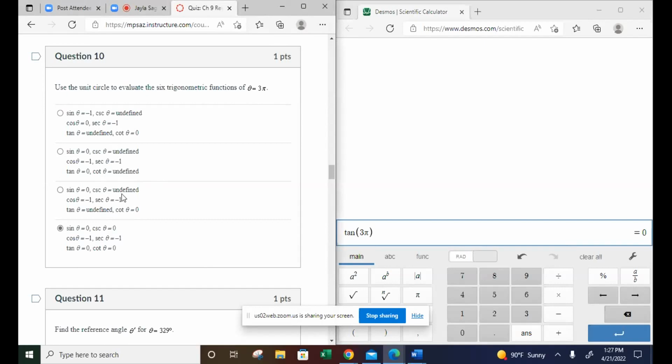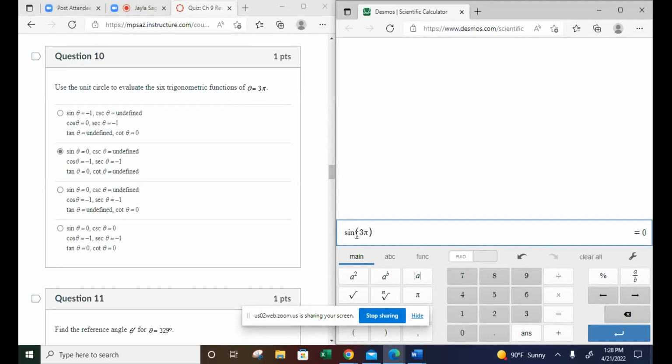Oh wait, no, because 0 is undefined when it's opposite, right? Which one did you try first? Did you try sine of 3 pi? Yeah, I did sine, and then I went to cosine, and then I did tangent. Okay. So if you're not sure, you can always restart and get it down to the ones that you think it is.